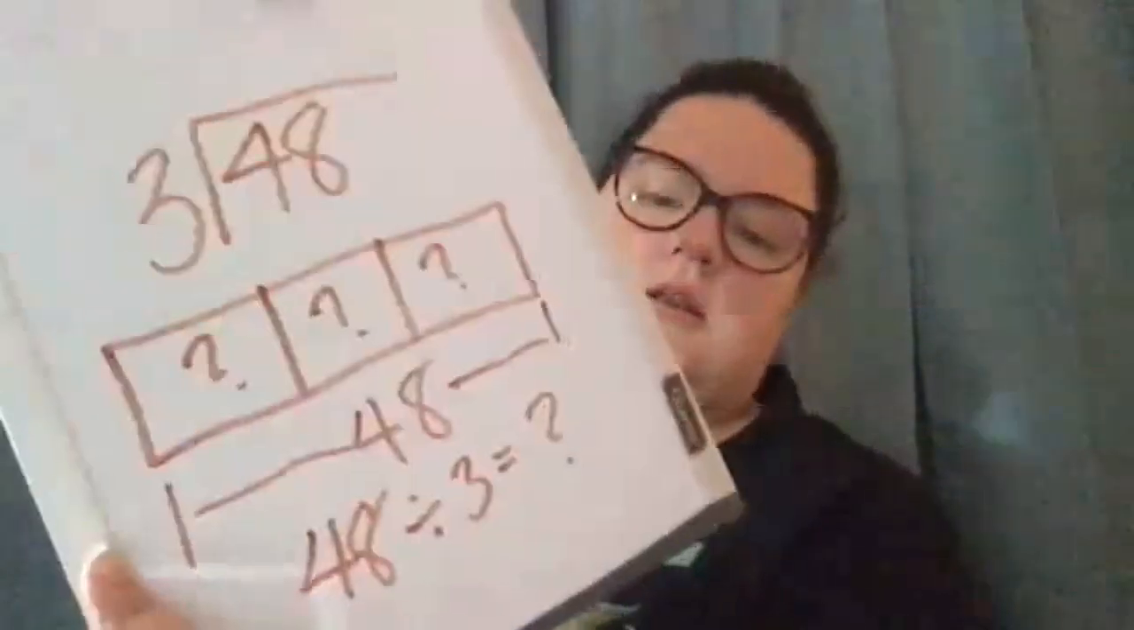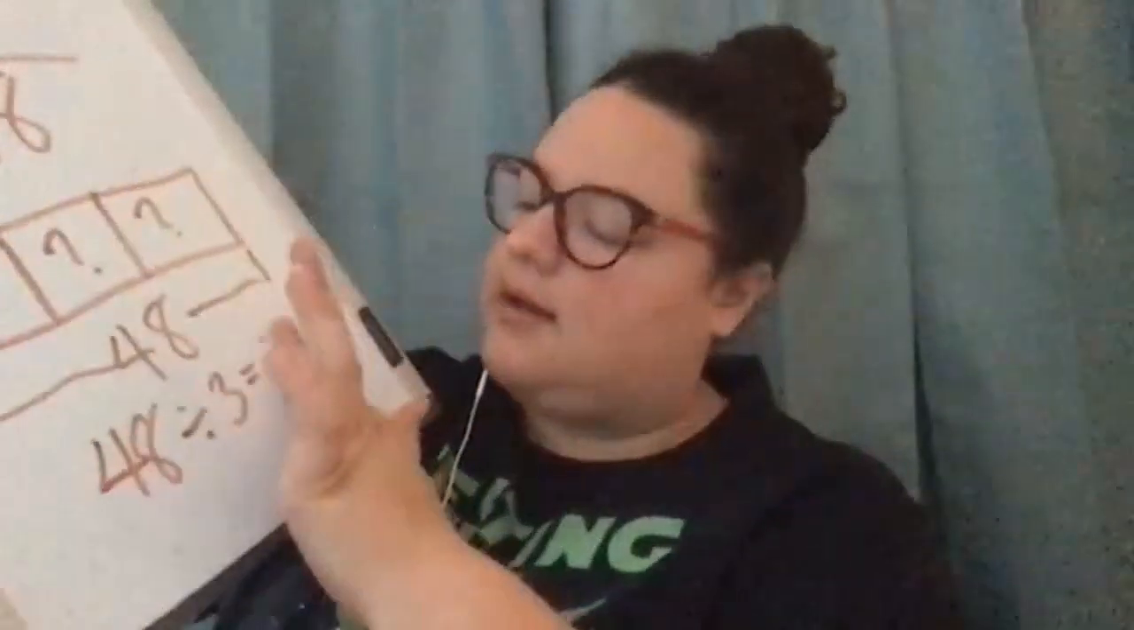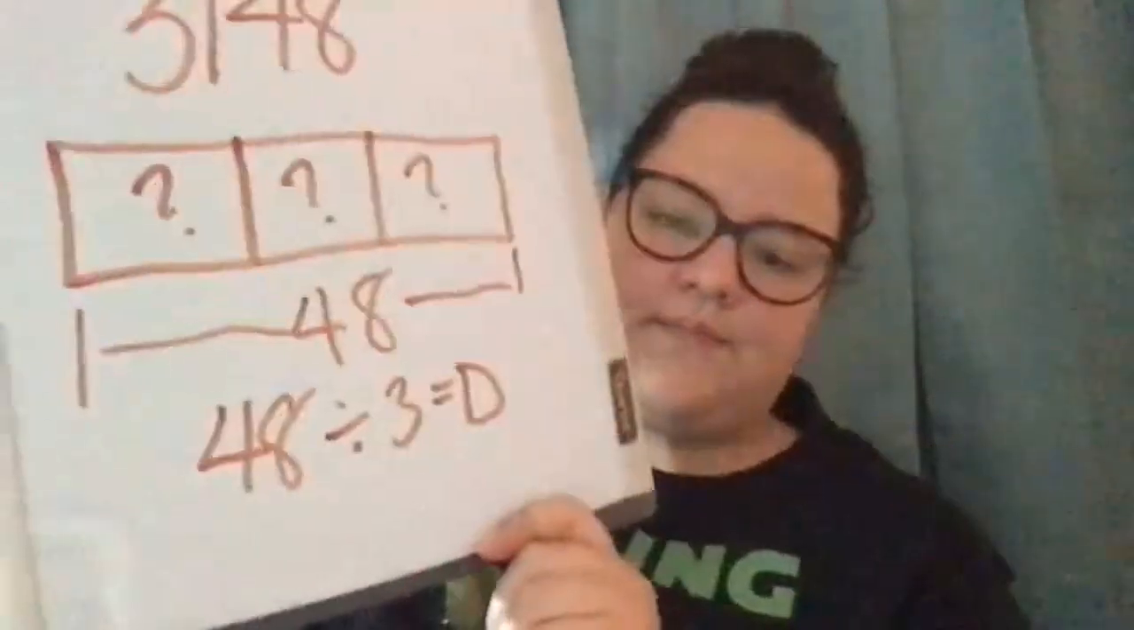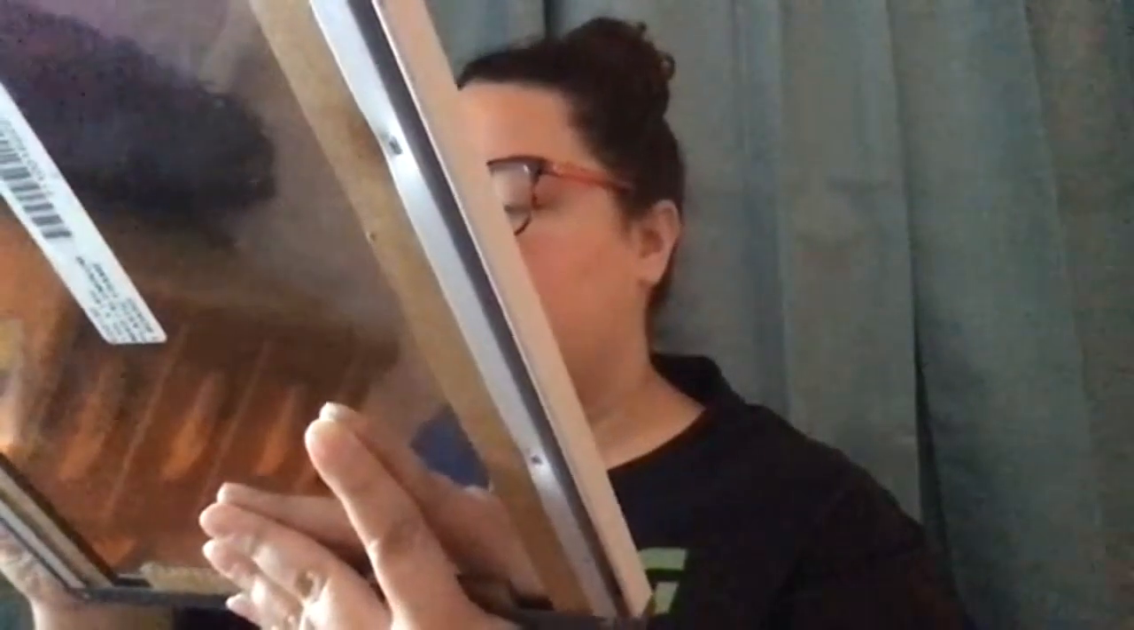Now we're going to write an expression. 48 divided by 3 equals our unknown, or let's say we'll put D for display case. And then we're going to subtract 7.